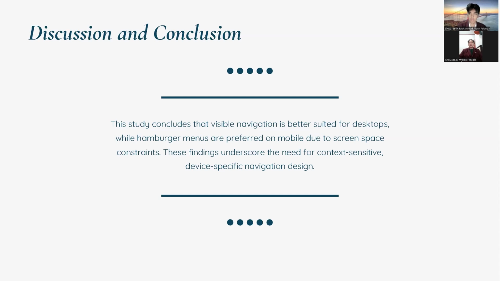On mobile devices, users favored the hamburger menu for its compact design, which preserves screen space and reduces clutter. Visible navigation on the smaller screen was often seen as intrusive and less usable. This finding reinforces the importance of device-specific design: navigation elements should be adapted to suit the context in which they are used. While visible navigation works best on desktop, hamburger menus offer advantages for mobile interfaces.